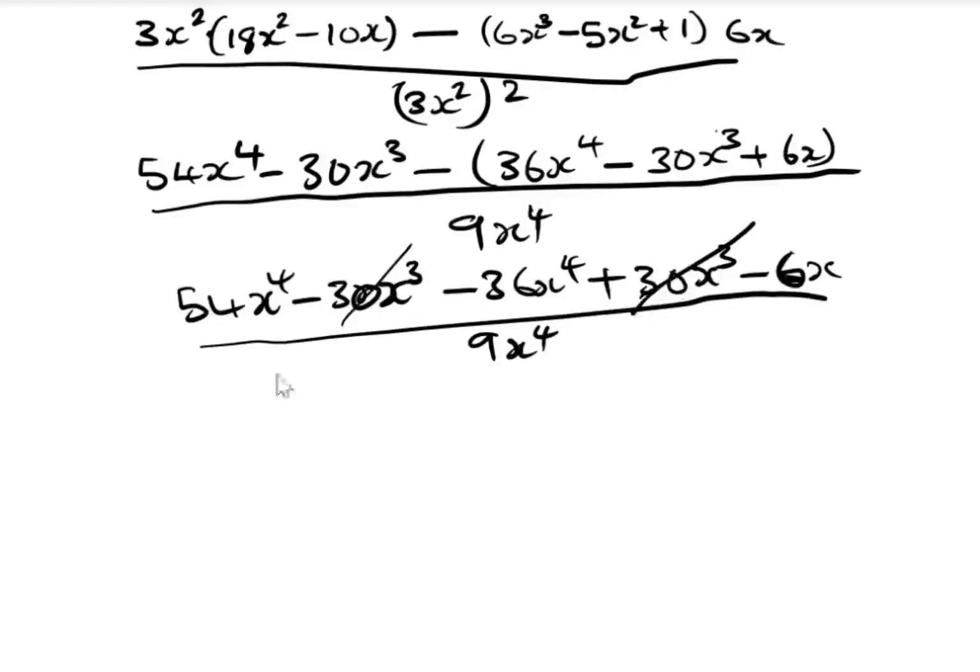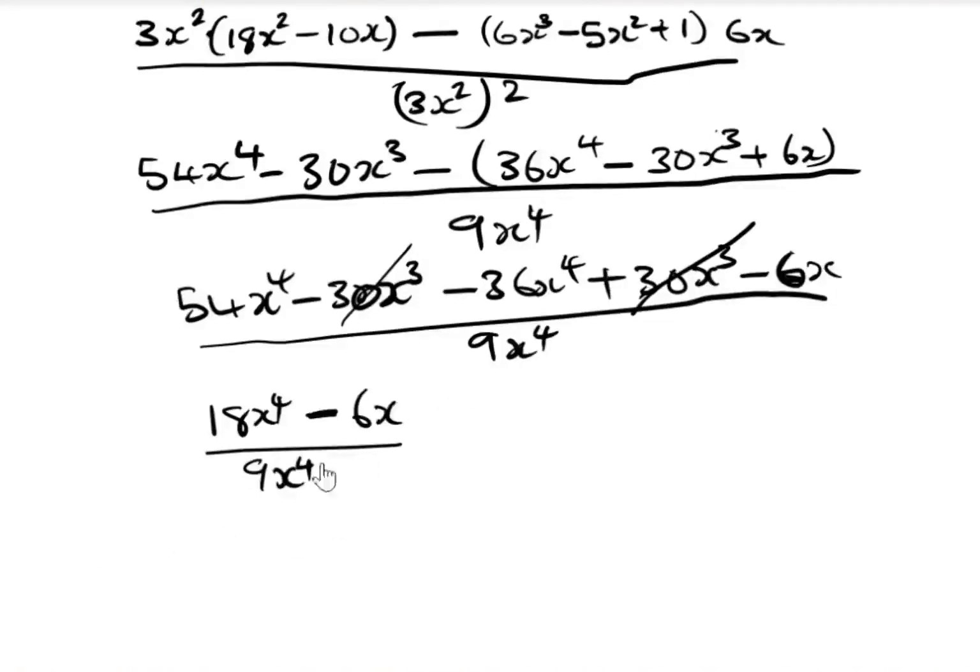If I decide to collect like terms, then minus 30x cubed and 30x cubed will go. Then 54x power 4 minus 36x power 4 will be 18x power 4. Then we are left with minus 6x divided by 9x power 4.